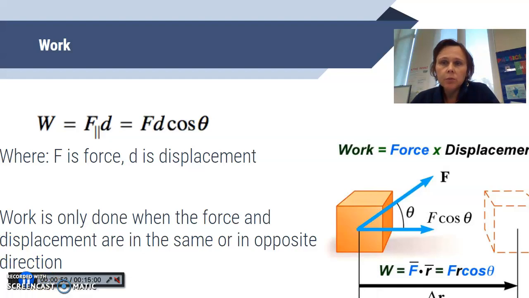So the formula for work equals F parallel, the parallel component of the force, multiplied by the displacement, or the force multiplied by the displacement d and by the cosine of the angle between those two. Work is only done when the force and displacement are in the same or in opposite direction, which means that if the force is at an angle, we have to take the component of the force along the displacement.